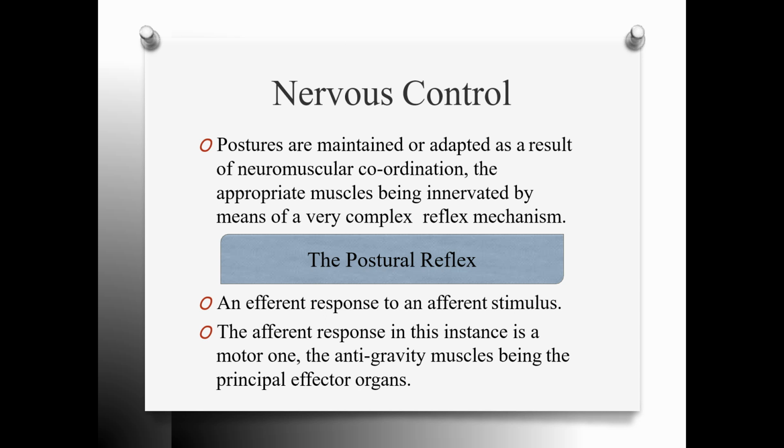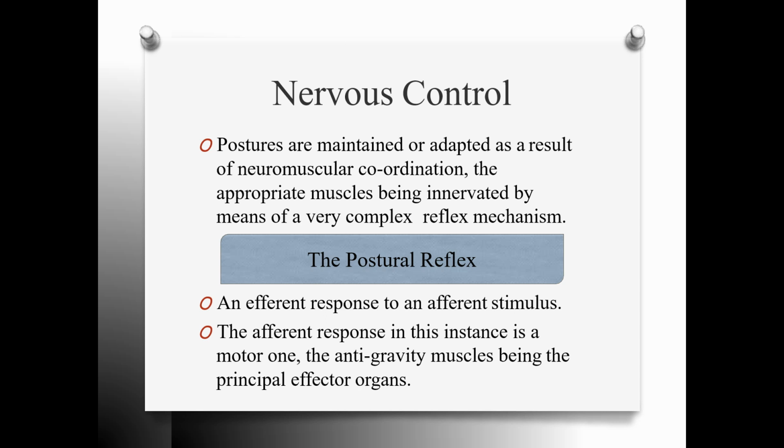Second, most important, nervous control. Our whole body, comprising the brain, the spinal cord, the descending tracts, the ascending tracts, and the special senses, is responsible for maintaining a specific posture. How? Postures are maintained and adapted as a result of neuromuscular coordination. We have seen the coordination. Appropriate muscles are innervated by means of very complex reflex mechanisms. The term is postural reflex.